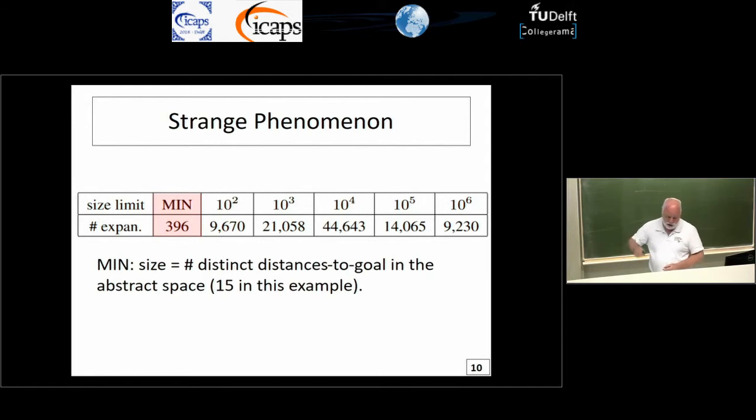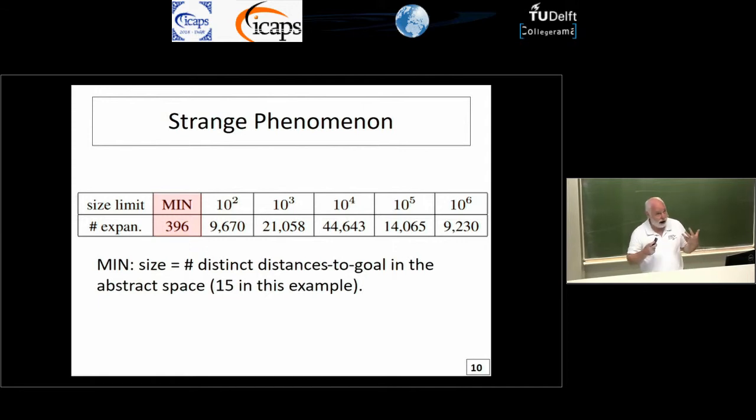So min here is something we actually obtain by setting the size limit in Fast Downward to 0, but it won't actually create such a small one. So it's 15 in this example. And you can see the number of nodes expanded is tiny, really, compared to what's happening with any of the other size limits.